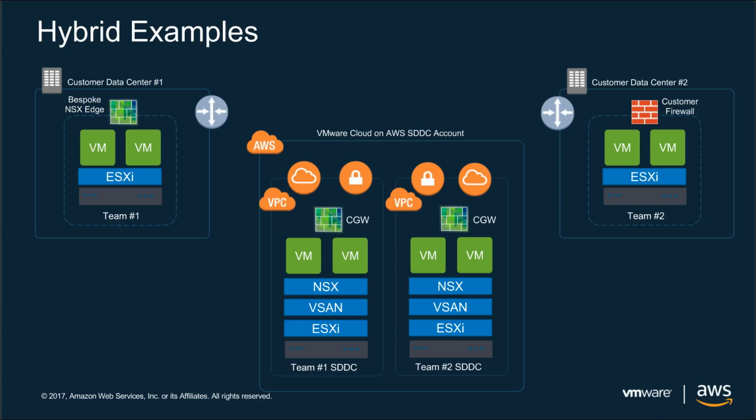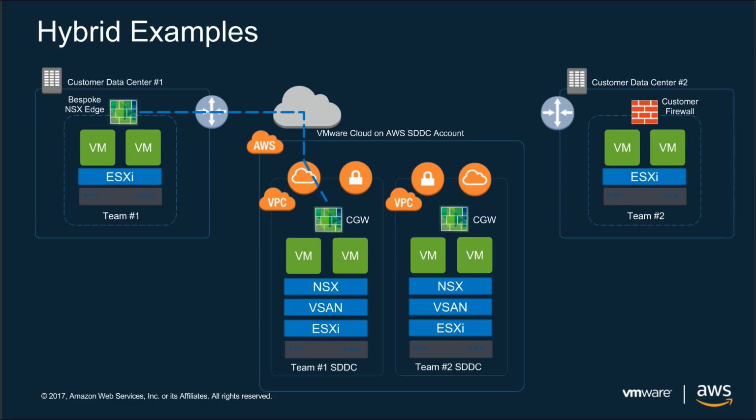They want to be able to seamlessly move workloads between their on-prem data center and their SDDC. So in this case, they could build a layer 2 VPN connection over the internet, or they could build that layer 2 VPN connection over a Direct Connect if they so chose. This would give them the ability to seamlessly migrate workloads between their on-prem environment and the VMware Cloud on AWS SDDC.